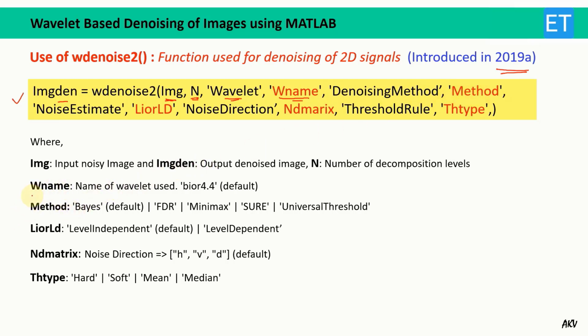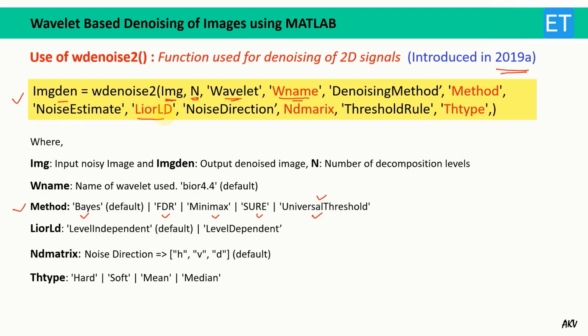So what denoising methods do we have? We have various methods like Bayes, which is the default. If you don't write it, Bayes will be taken. We have FDR, minimax, SURE, and universal threshold, right? Such flexibility was not there in the previous wdencmp function, which used only the universal threshold to estimate the noise variance. But we have here these five methods.